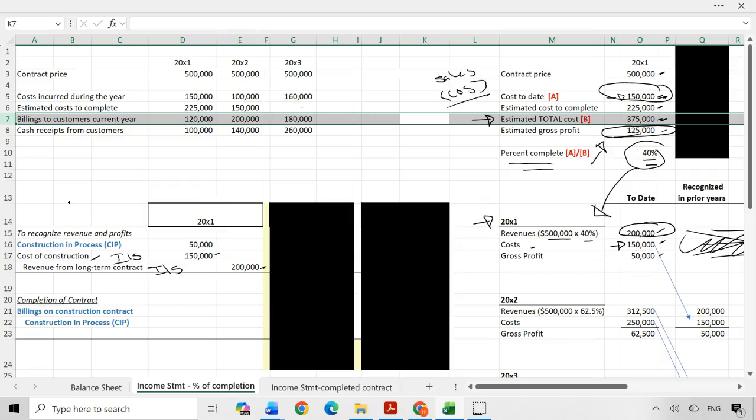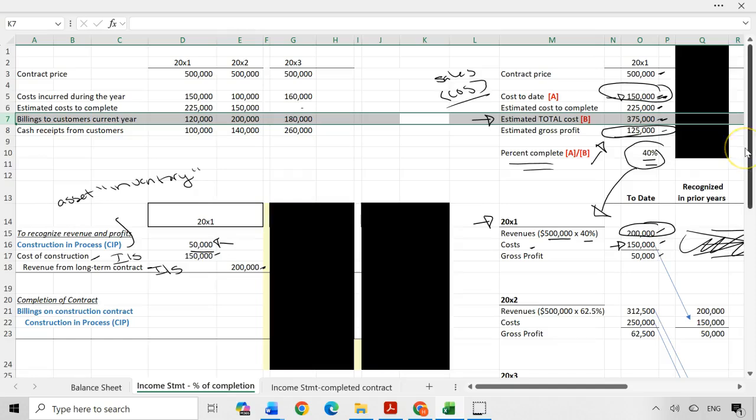So if we have a debit of 150 and a credit for 200, our journal entry obviously does not balance. And what we're going to do is debit the construction in process, CIP, account. This is a new account. It's an asset account. It works like the inventory account for the project. And whatever your current year gross profit is, you're going to record that in this construction in process account.